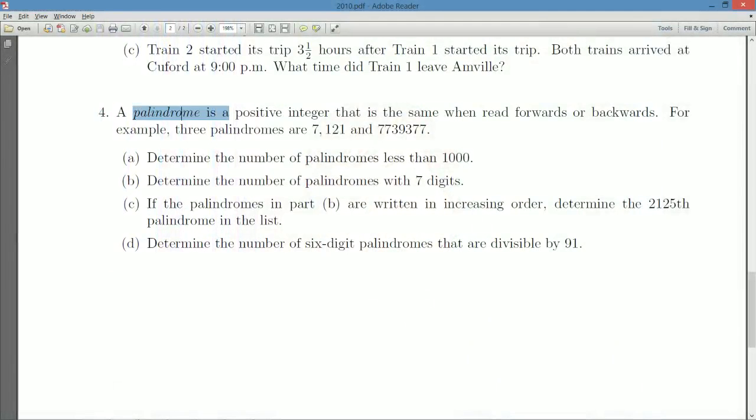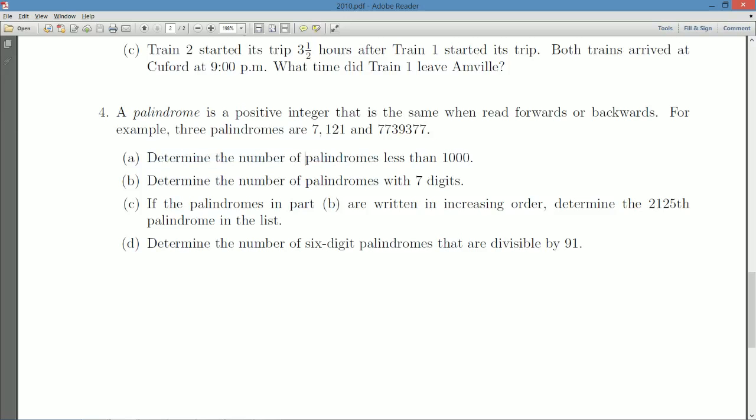So, a palindrome is a positive integer that is the same when read forwards or backwards. For example, 3 palindromes are 7, 121, and 7739377. Right? They read left to right and right to left. Gives us the exact same digits in the same order. Okay. So A part, determine the number of palindromes less than 1,000.